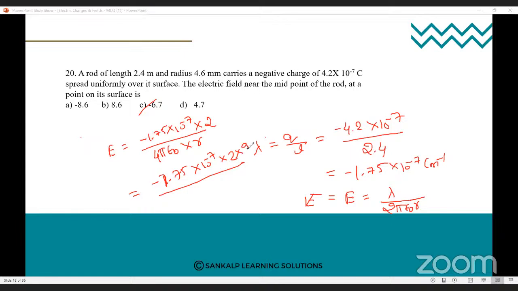So which is equal to minus 1.75 into 10 to the power of minus 7 into 2, divided by 1 upon 4 pi epsilon naught, whose value is 9 into 10 raised to 9, and the r value is given in the question. Just check whether you are getting the answer or not. Otherwise, something is missing in the question.